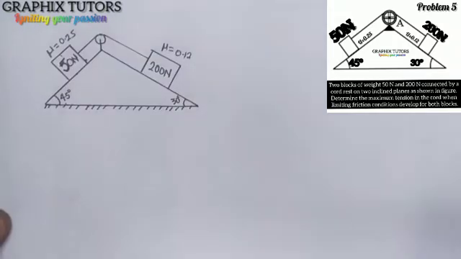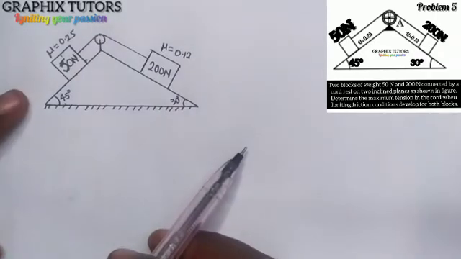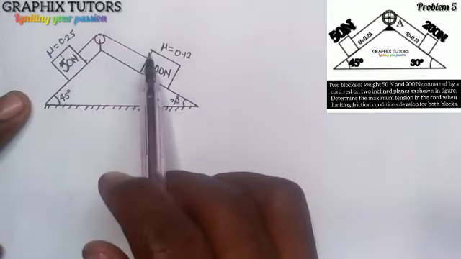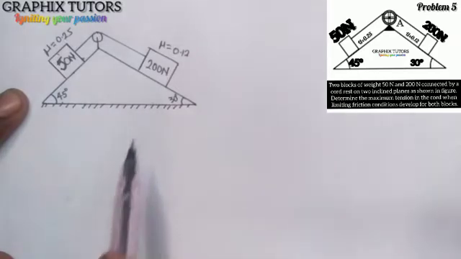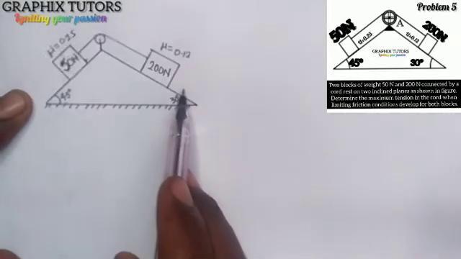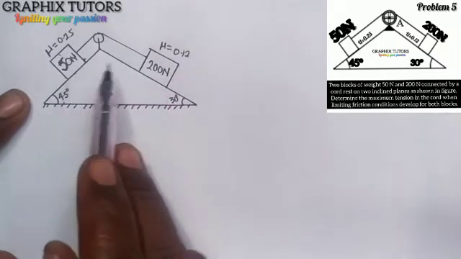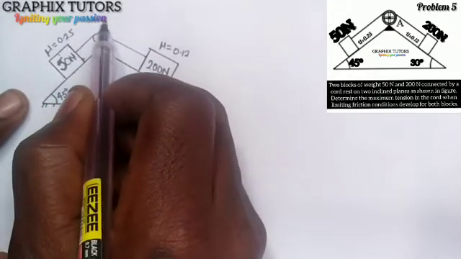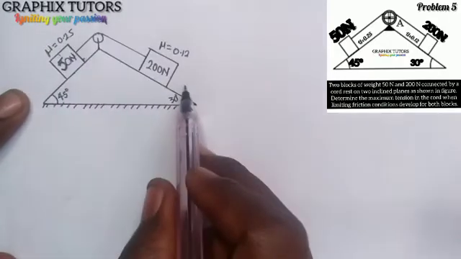Let me redraw this so you see what I'm trying to talk about. This is what we're having. This is the string connecting the two blocks, and when you pull a string, it develops a tension, right? Now this block you see here will tend to move in this direction due to the much greater weight of this block. This is 200 Newton compared to 50 Newton. So it will go in a clockwise movement.